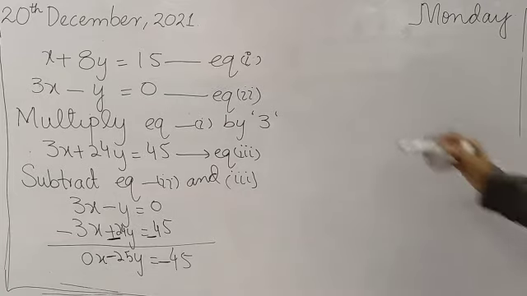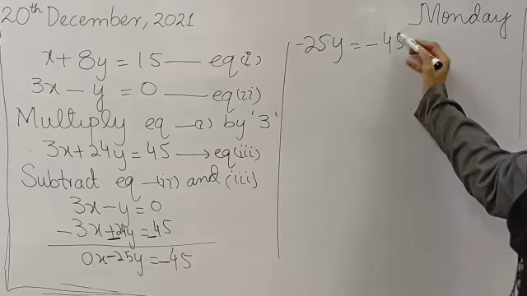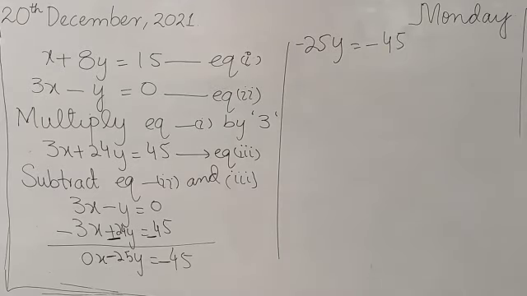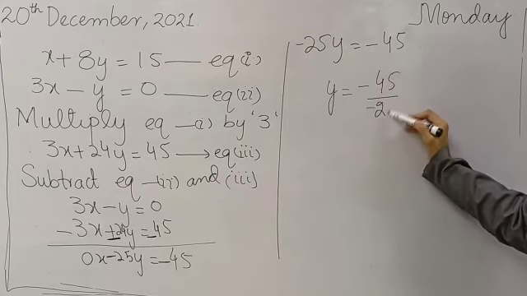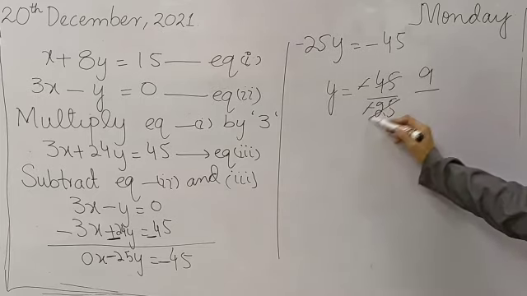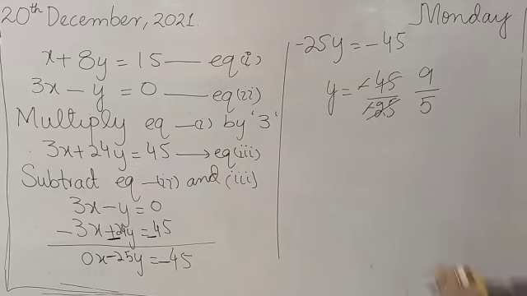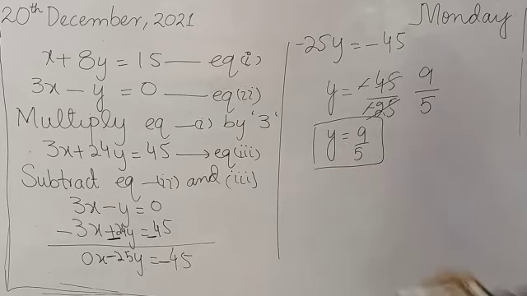Now we have the equation minus 25y is equal to minus 45. To get the value of y, what will we do? Simply divide them, minus 45 over minus 25. Simplify them now. Both are divisible by 5. So cancel these two. 5 times 9 is 45 and 5 times 5 is 25. So the value of y is 9 over 5. Okay?